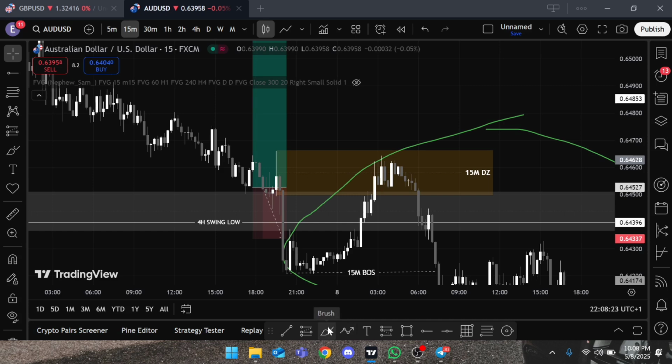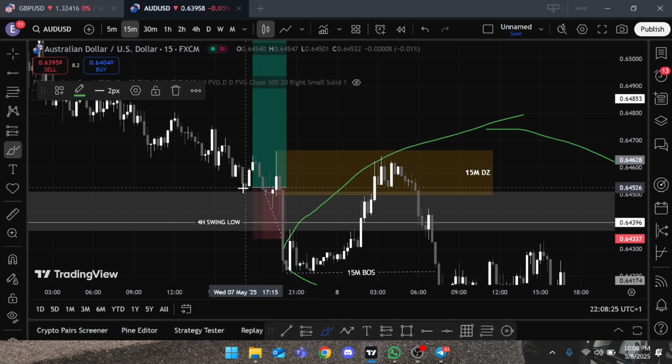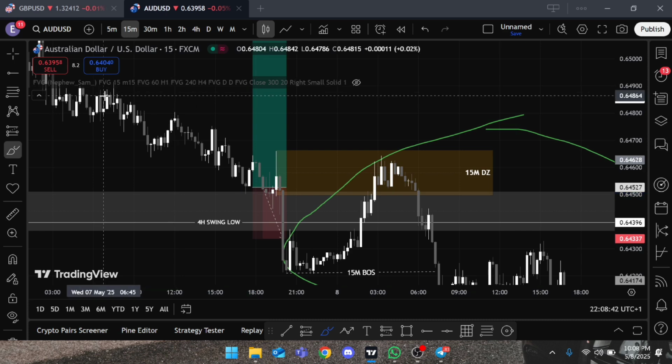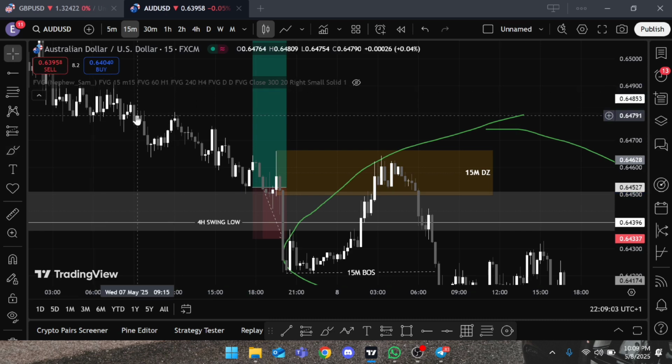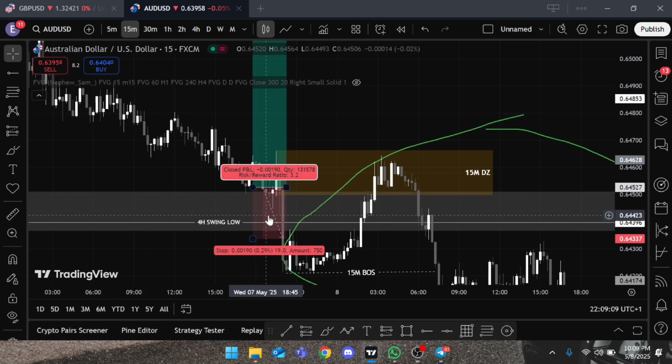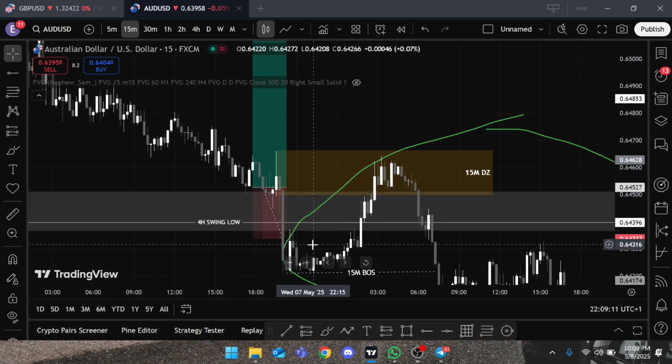Now this is your 15 minutes. This is the first candle that interacted with the demand zone that would have set off your alarm if you set an alarm there. But the mistake here was that I never waited for a change of character before I took a buy, which is the most stupid thing I ever did.